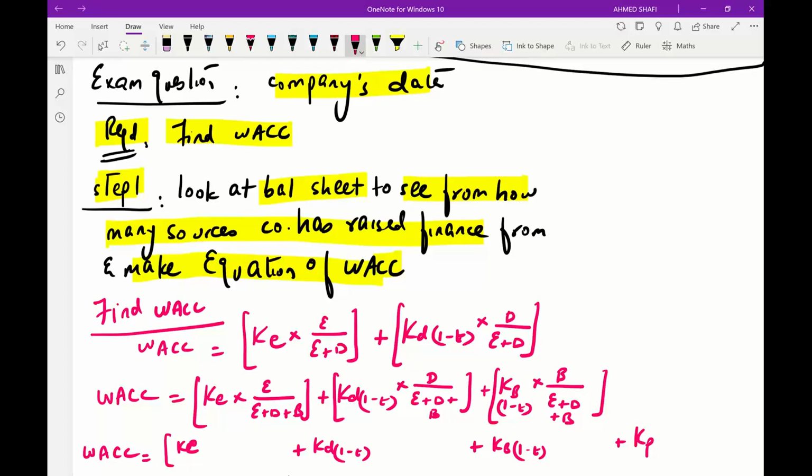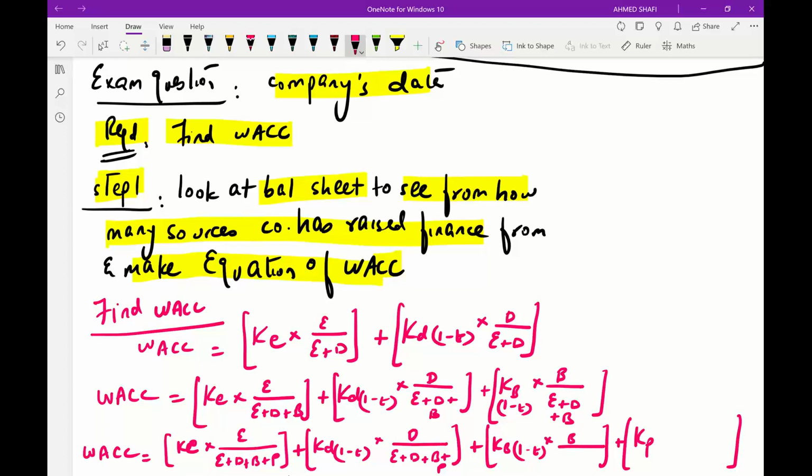There are 4 costs: KE, KD, KB and KP. But again, all costs come on their respective proportions. KE will only come on equity proportion. So if the company is financed from 4 sources, the equity proportion would be equity over all 4: E, D, B, P. Cost of debt on debt proportion only. That's debt over all 4. Cost of bank loan on bank loan proportion only. And cost of preference share on preference share proportion only. How do you get preference share percentage? Preference shares over all 4.